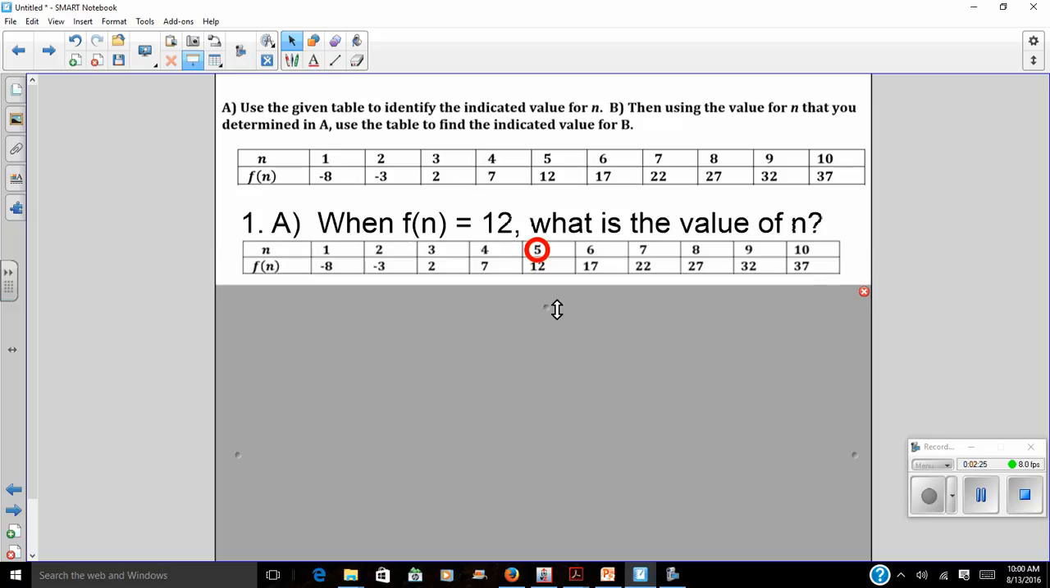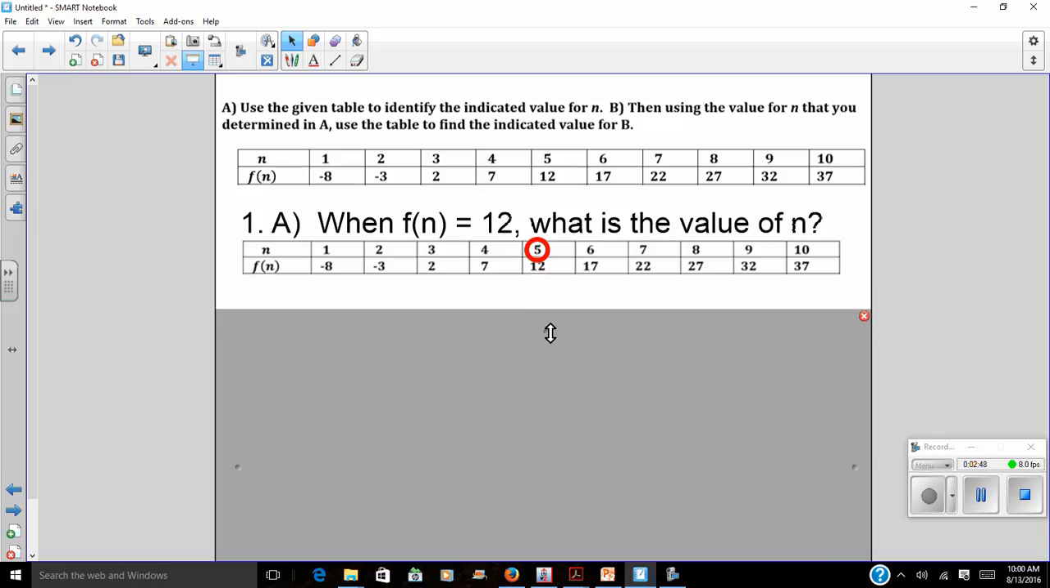So we have just investigated this, and I duplicated the table here, and our answer would be 5, because when the output is 12, 5 went into our function in order to give us an output of 12. So n equals 5 would be your answer for 1A.